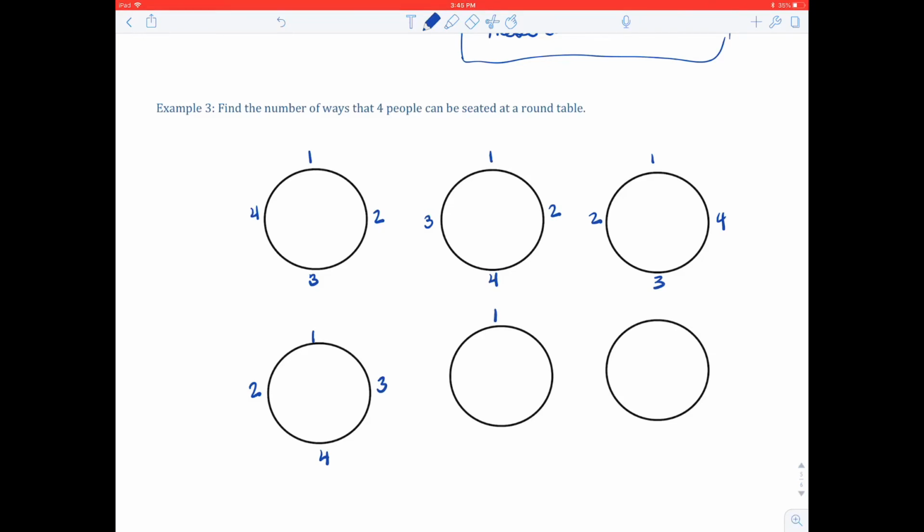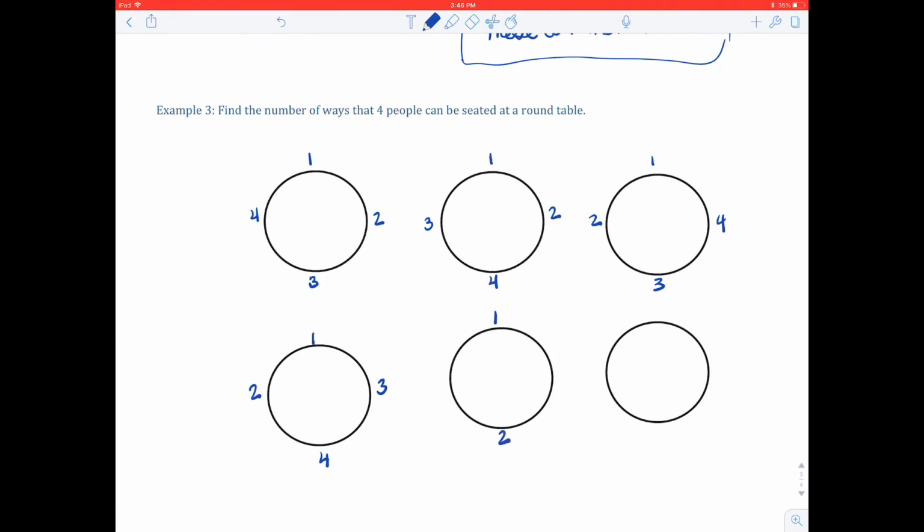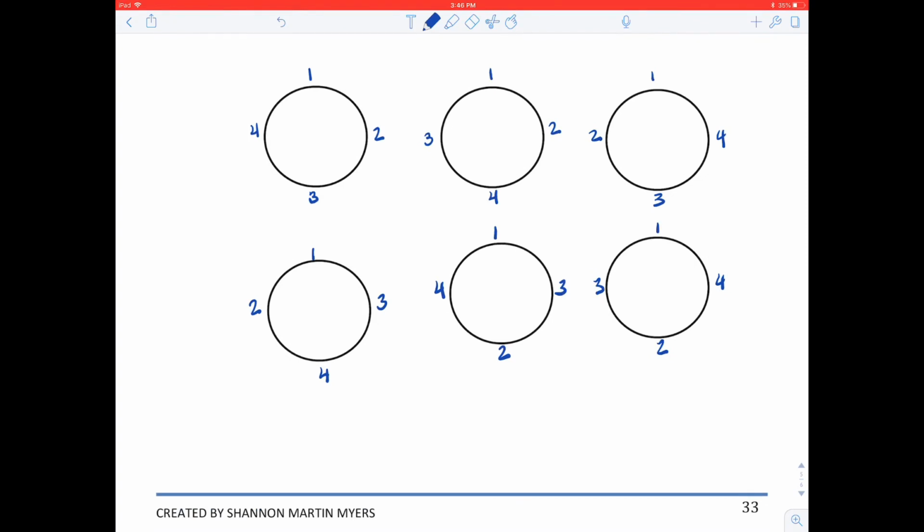So now we just need to look at the 2 situations where that's not the case. So if we have the 2 across, we could have the 3 here and the 4 here. Or if the 2 is across again, we could have the 4 on this side and the 3 on this side. And so it turns out that there are 6 possible seating arrangements for a round table with 4 people.